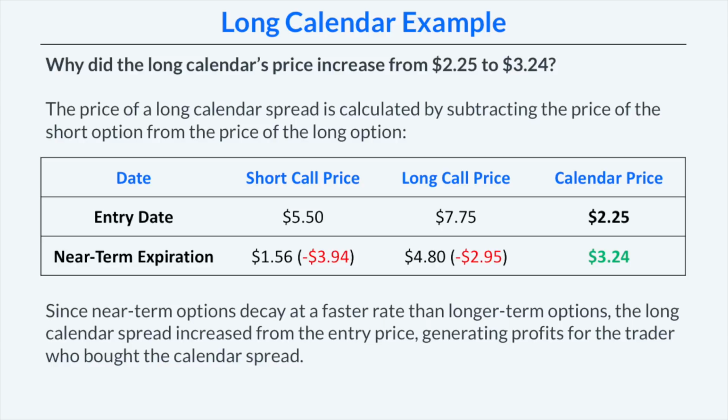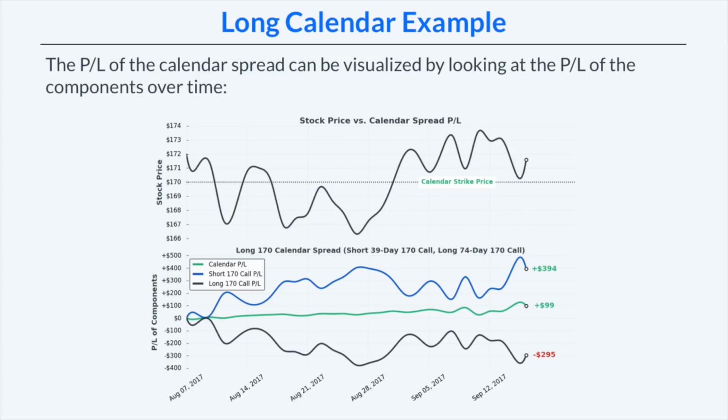So now let's go ahead and look at the P&L of all of the calendar spread components to truly understand what's going on behind the scenes when you buy a calendar spread and the stock price remains around that strike price as time passes. So on the top part of this graph, we're looking at the changes in the stock price relative to the calendar strike price of $170. And on the bottom part of this graph, we're looking at the P&L of the calendar spread as a whole, but also the P&L of each option component of that calendar spread.